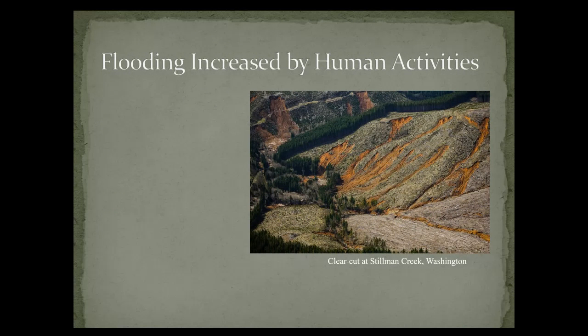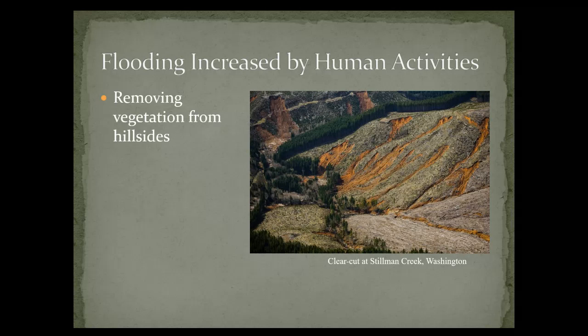Now, one of the things that humans do is we increase the chance of flooding. So some of our activities really cause a lot of problems. So when we remove vegetation from hillsides, then we can cause floods. So here's an example in Washington, with huge soil erosion as well. The area was clear cut, and then you no longer have the plants there holding the soil in place, but also slowing down the water.